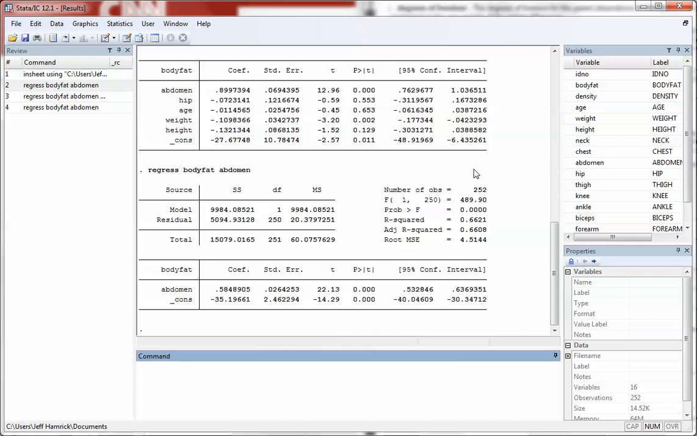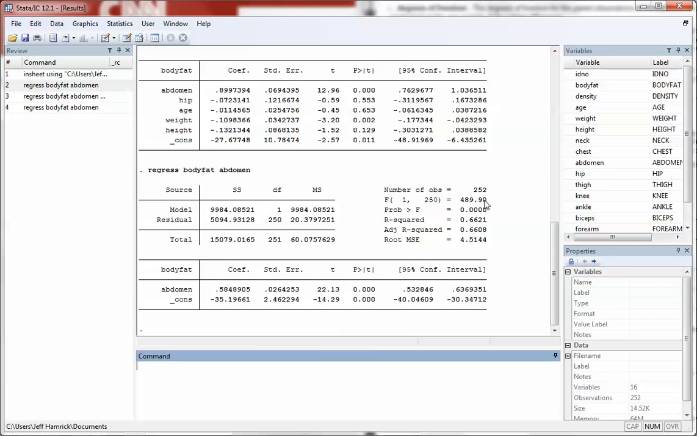The one number that I have not talked about up here is this F statistic. So how do we get this F statistic? We get this F statistic by taking the ratio of the model mean sum of squares and the residual mean sum of squares. So if you take 9984 divided by 20, roughly speaking, you get 489.9. Now that is under the null hypothesis that the regression relationship does not exist.